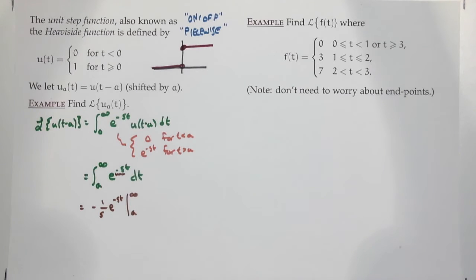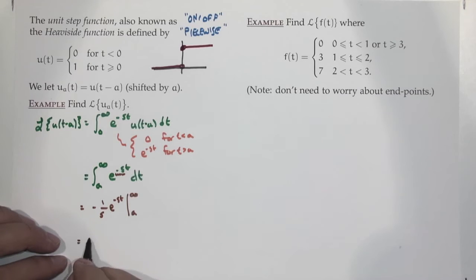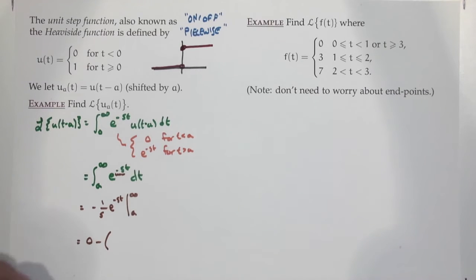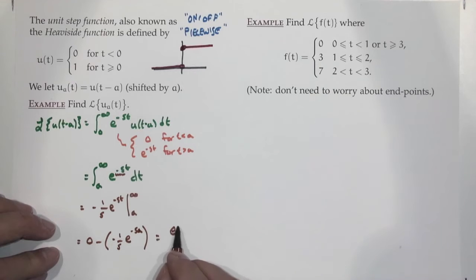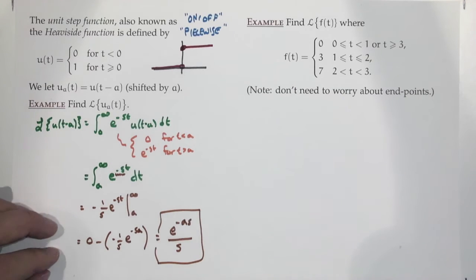Well, okay, what happens when you plug in infinity? 0. So we get 0, subtract. What happens when we plug in a? Well, we have that constant, negative 1 over s, and e to the minus sa. So we end up with, altogether, e to the minus sa over s. I'll put it in alphabetical order. All right, so there we go.